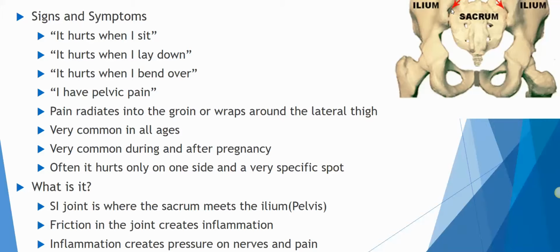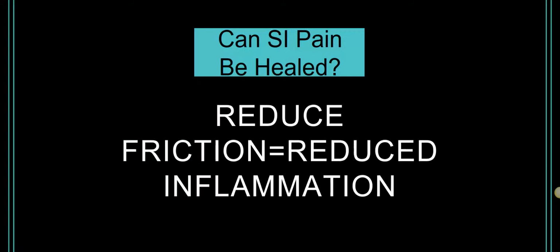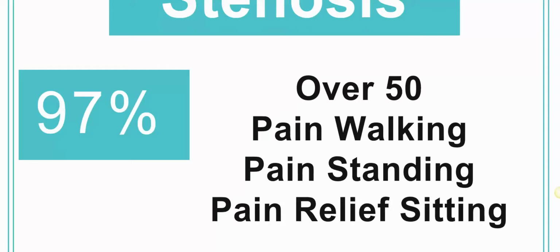Pain that can radiate into the groin or wraps around the lateral thigh. It's common in all ages, very common during and after pregnancy, and it usually only hurts on one side. And it usually doesn't travel down the leg. And can it be healed? Absolutely. We just have to reduce the friction that's happening in the joint.